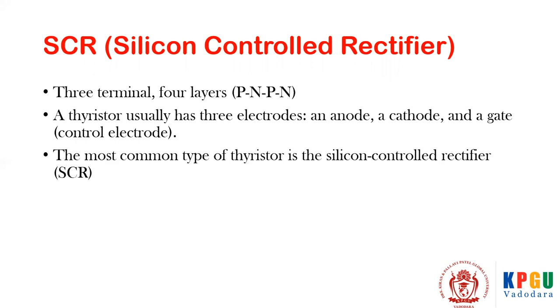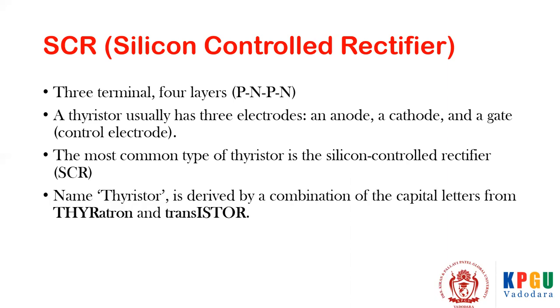The most common type of thyristor is the silicon controlled rectifier. A thyristor is a group of devices, and what we are discussing here is SCR. Popularly, they are known as SCR and thyristor, commonly used as synonyms also. But thyristor is a group of devices, and SCR is one of the devices which is very popularly and commonly used. The thyristor name is derived from the combination of two devices, thyratron and transistor.